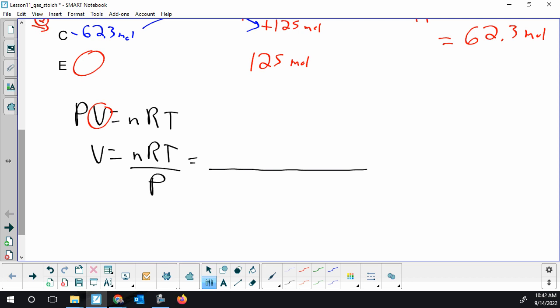So moles, again, I'm writing 125, but keep all the digits from your calculator. So that's n, R, 8.314 kilopascals liters per mole Kelvin, times our temperature.